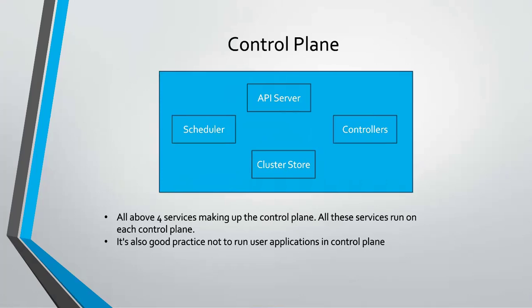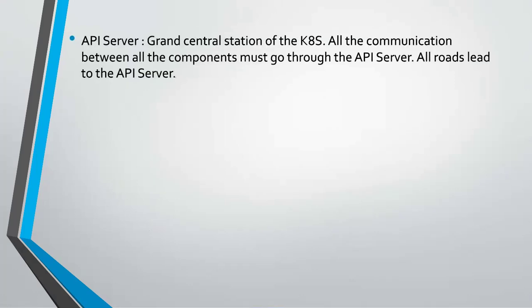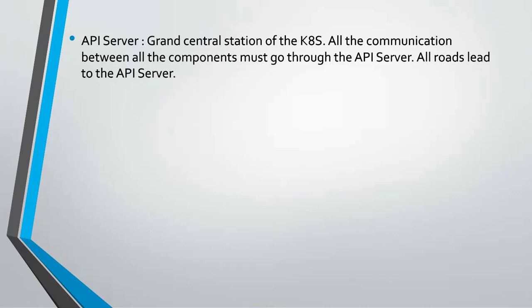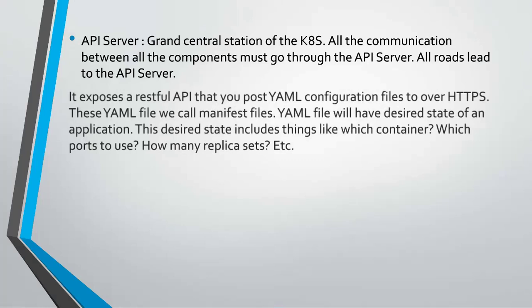Now we'll try to understand all four services: API server, scheduler, cluster store, and controllers. First, what is this API server? When you see the API server, it is the central station of Kubernetes. All the communications between all the components must go through the API server only. All the requests, all the roads lead to the API server. Then it exposes a RESTful API that you post.